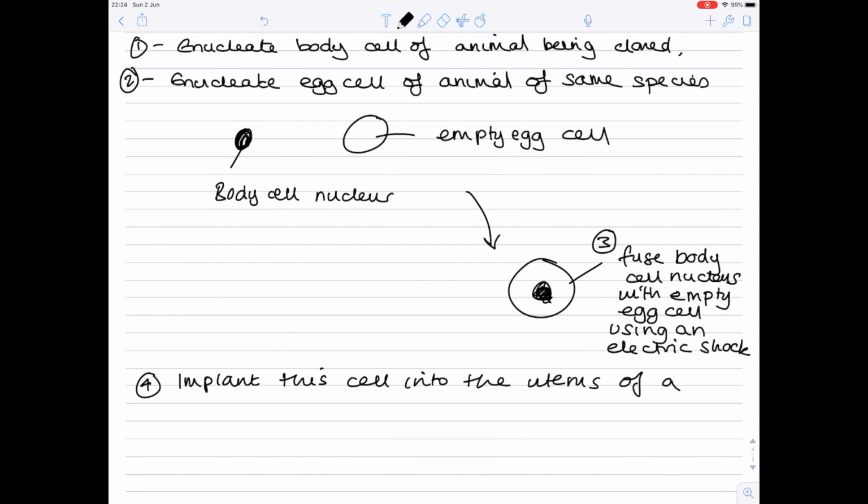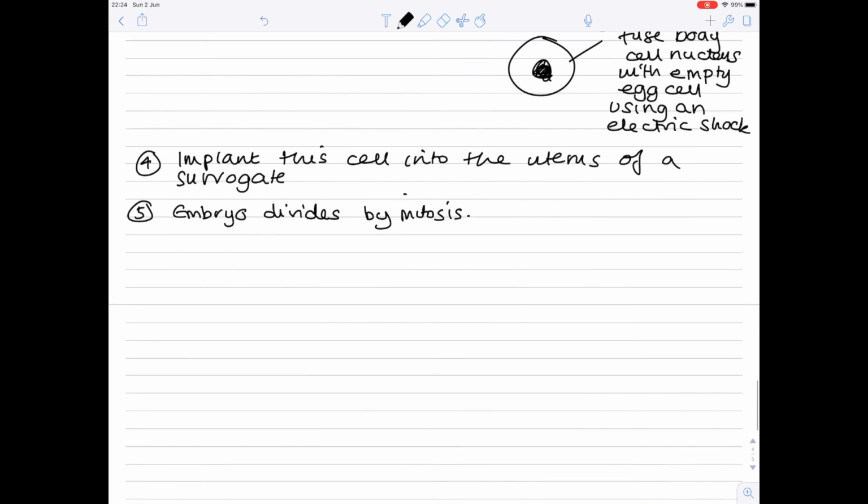And remember, a surrogate is someone that carries your baby who is unrelated to the baby. So Kim Kardashian, to give you some celebrity context, has used a surrogate several times, I believe. And then the embryo will divide by mitosis. That's worth 2 marks, so don't forget this point. And eventually you'll end up at the baby stage. But that's everything you need to score full marks.